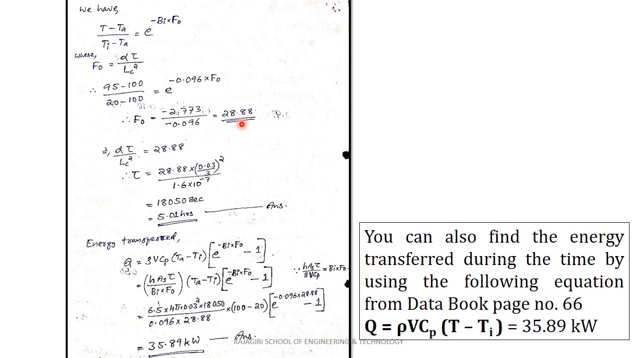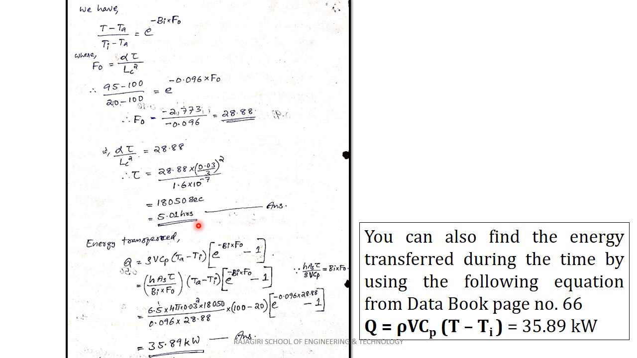You will get the value of the Fourier number as 28.88, and we know the equation for the Fourier number, which is alpha tau by Lc square, where Lc and alpha are known quantities. So you will get the time tau, which will be 5.01 hours. Okay. Now the other question is to find the total energy transferred during this time, 5.01 hours, from the body.